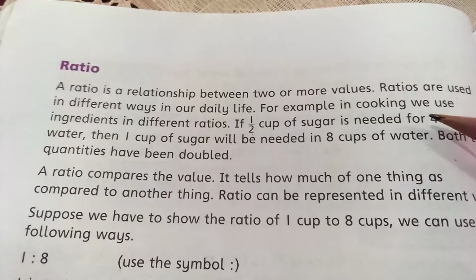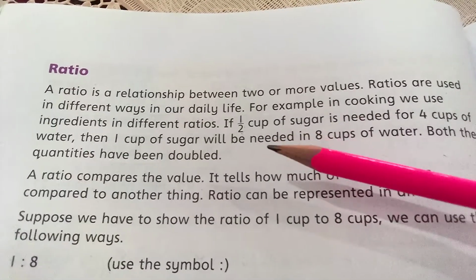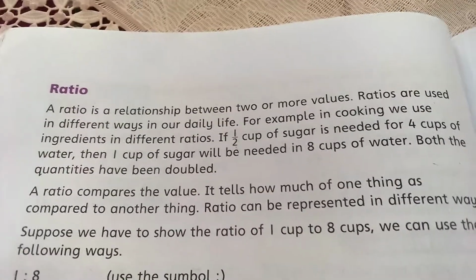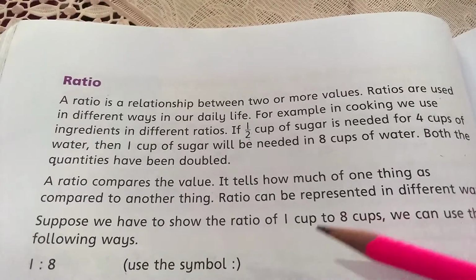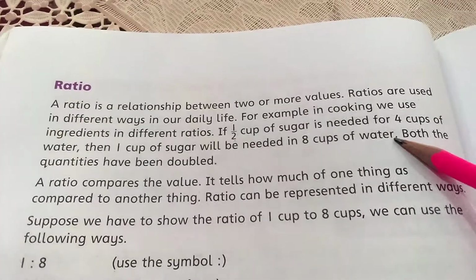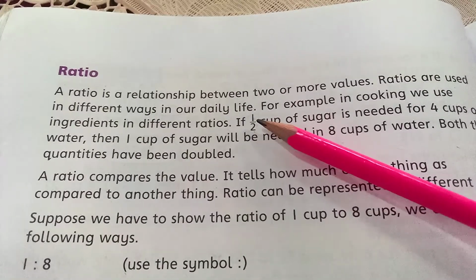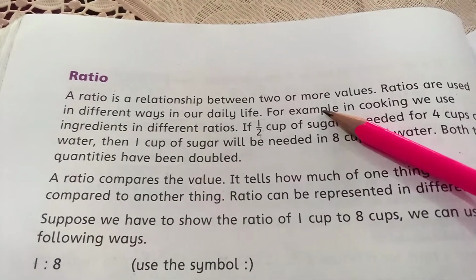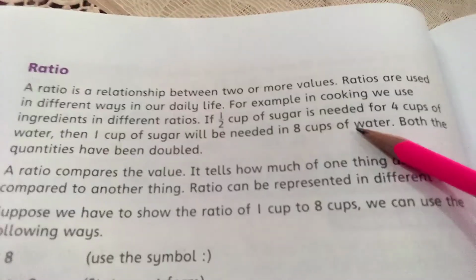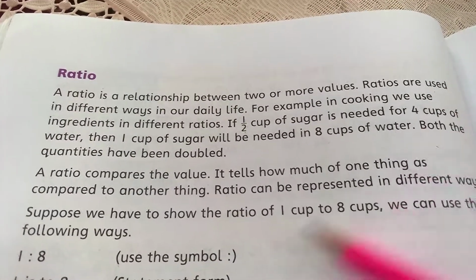For example, in cooking, we use ingredients in different ratios. If half cup of sugar is needed for 4 cups of water, then 1 cup of sugar will be needed in 8 cups of water. Both the quantities have been doubled. The 1 cup of sugar is double of half cup of sugar, and 8 cups of water is double of 4 cups of water. This is the ratio.